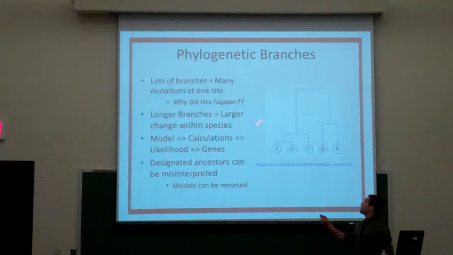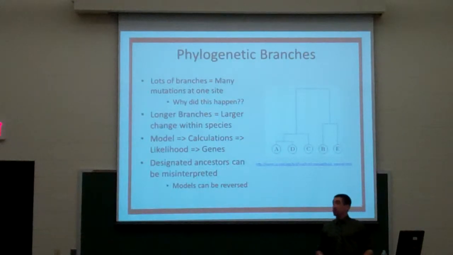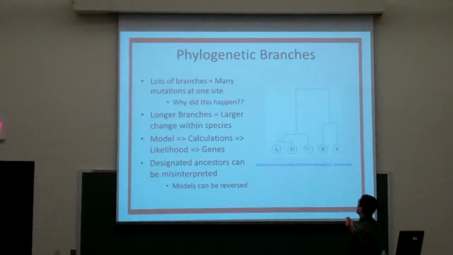Phylogenetic branches are these branches you see here, the blue lines. Lots of branches mean many mutations. So this here would have a series of mutations, which would be more than, say, just right here. Now, the longer the branches mean a larger change within the species. So this species A is going to be a lot different than species B, and that can be seen through the length of the branches which are separated.